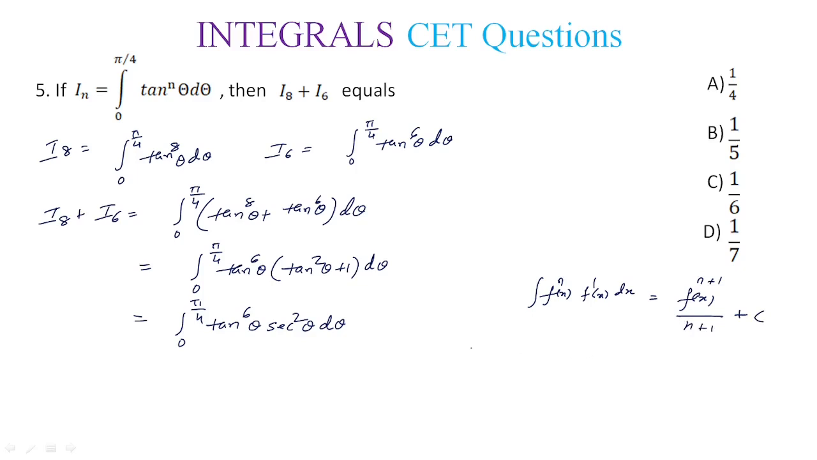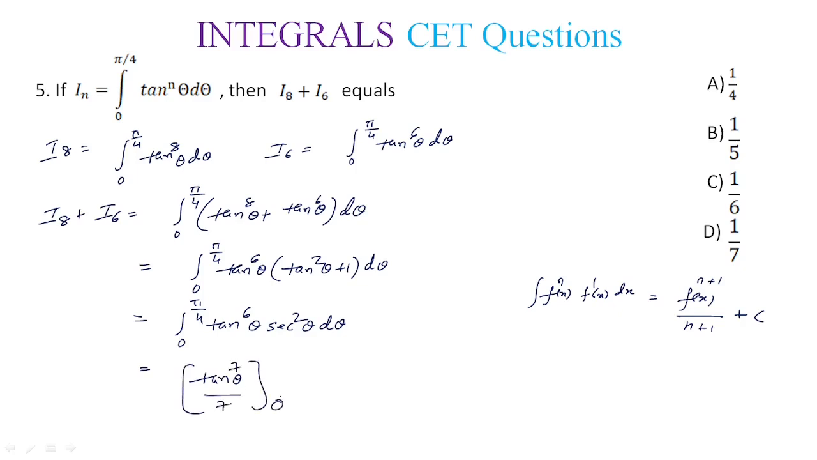So here also you see this tan theta is like f of x, n is 6 here, and its derivative, that is f dash of x, is nothing but secant square theta. We know that differentiation of tan theta is secant square theta. Answering this, f of x to the power of n plus 1 means tan theta to the power of 6 plus 1, that is 7, upon 7.